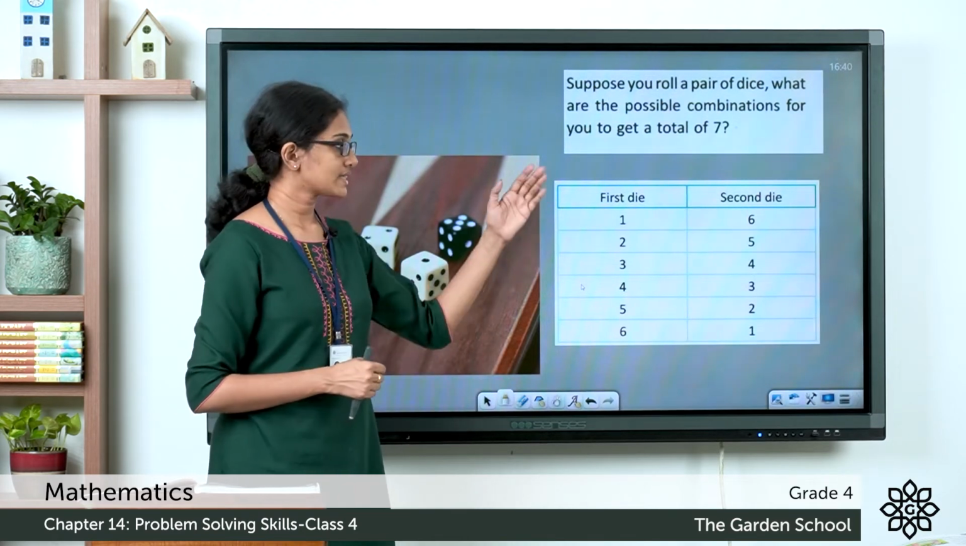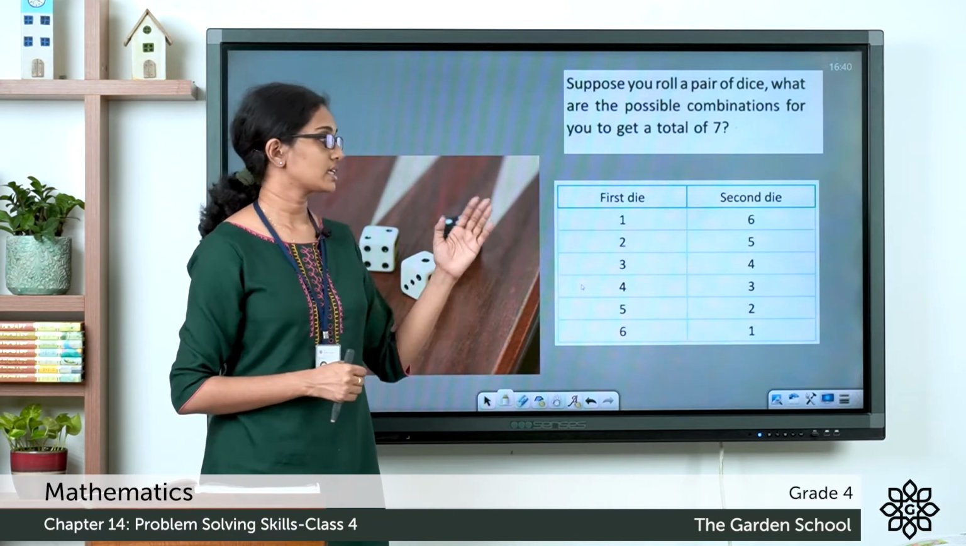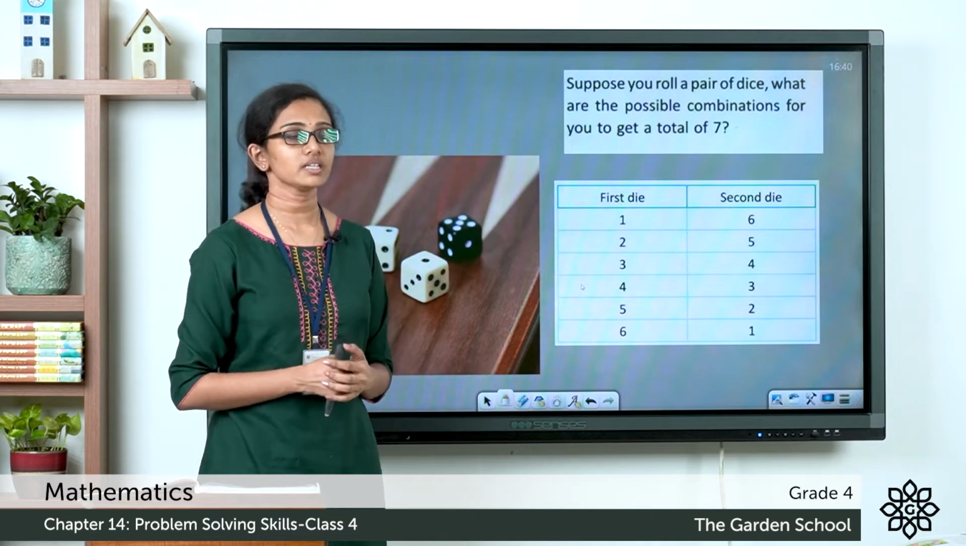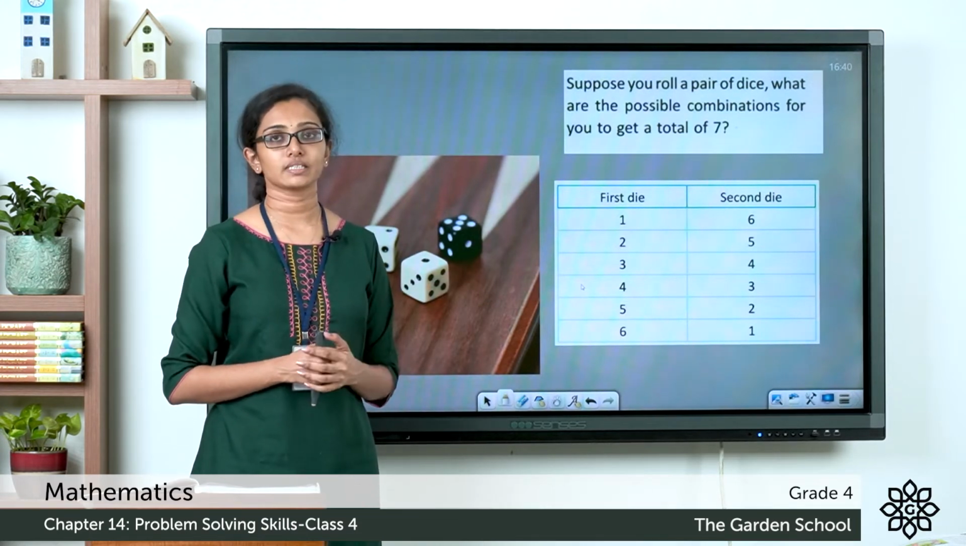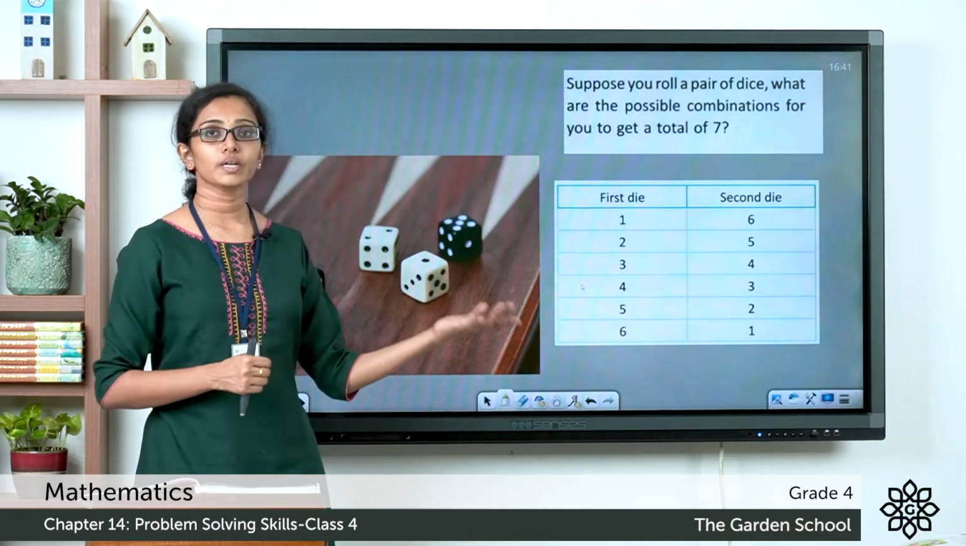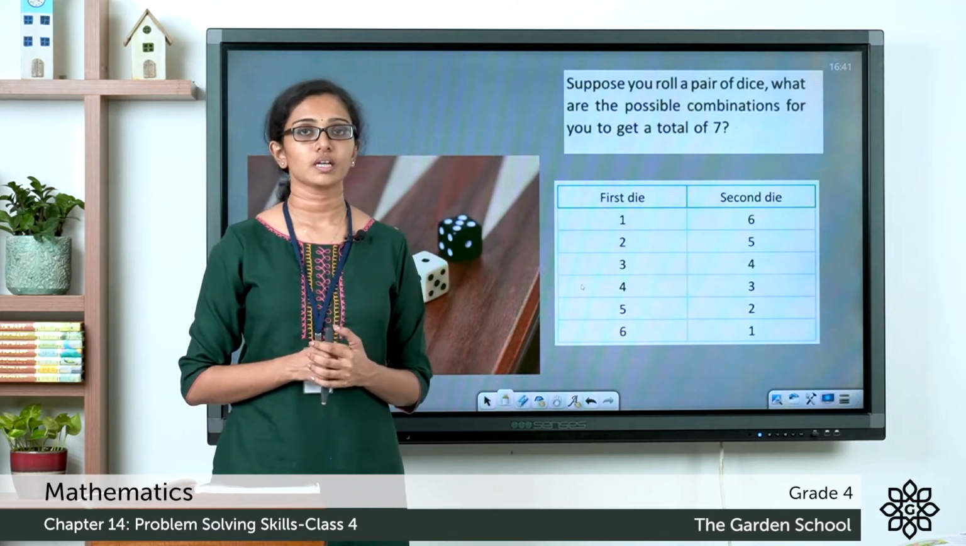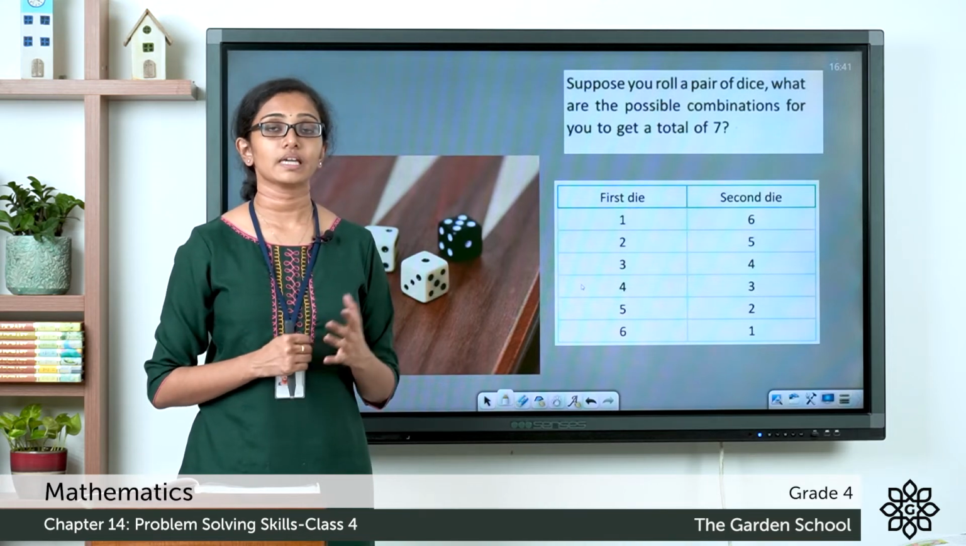So you see, when we tabulated those possible combinations on a table, it was easy for us to find the number of possible cases which will give the specified combination. So similarly, we can make use of such tables to solve different problems easily.